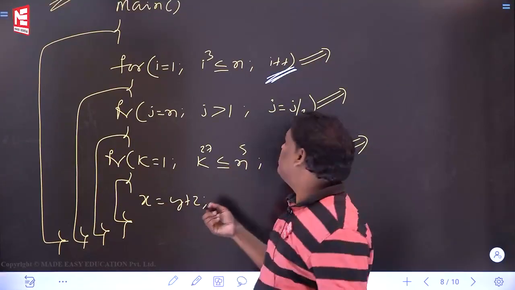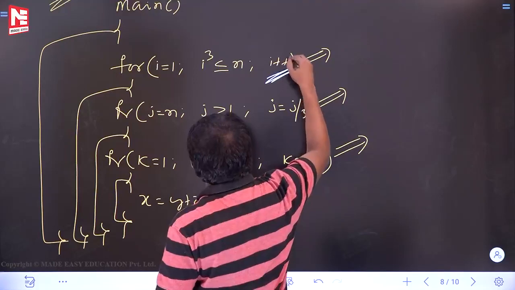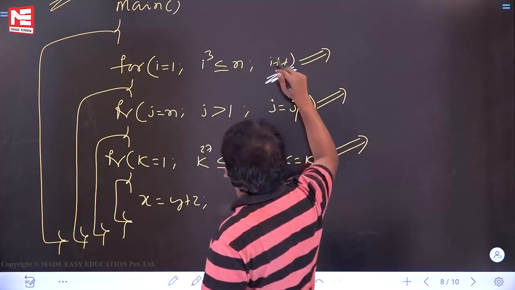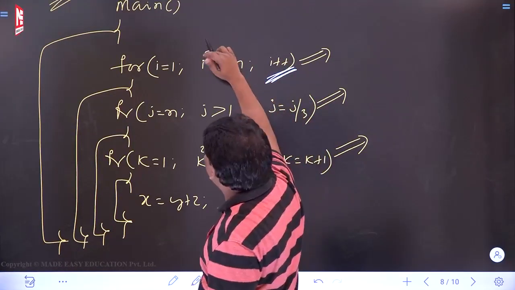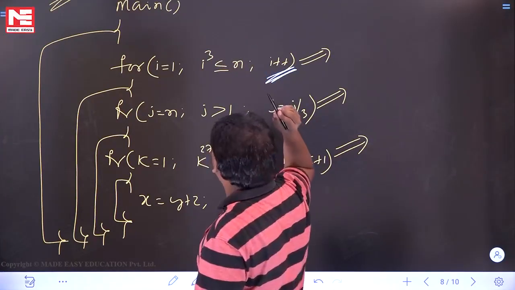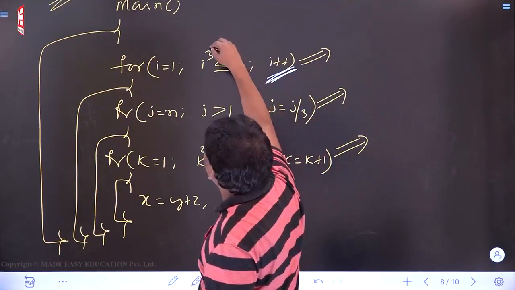But what is going on? Let me check this one. I is going always by 1, right? Because of that, this loop should go n by 1 times, okay. But the problem is, even though it is always incrementing by 1, at condition checking time he is not checking I less than or equal to n. He is checking I cube is less than or equal to n. What is the meaning? Even though he is incrementing always by 1, at checking time he will check differently.